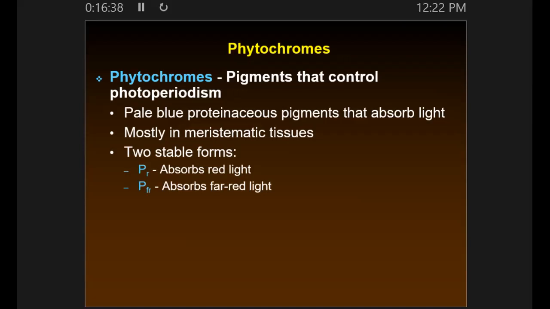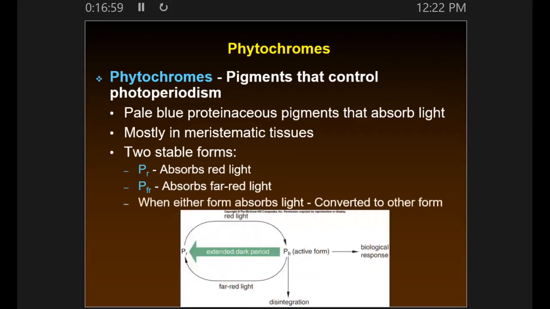Now, the interesting thing is when, let's say, the P sub R form gets hit with red light, what it does is it actually shapeshifts into the P sub FR form. So we call this a shape-shifting photoreceptor. It actually physically changes shape. And the same goes with the P sub FR. When it absorbs far red light, it'll shapeshift into the P sub R form.